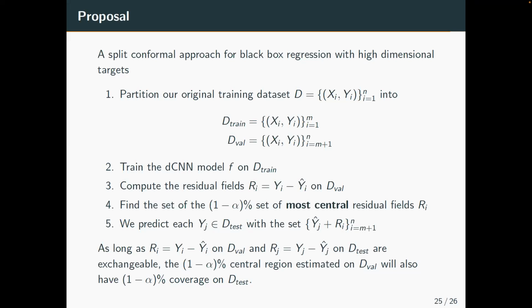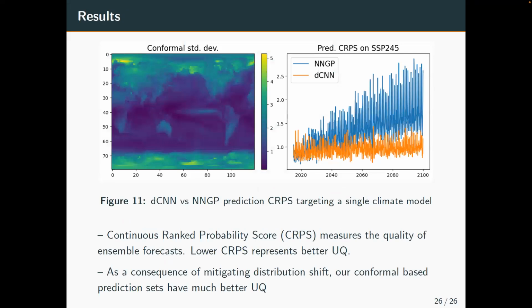And so what's nice is, as long as the residuals in the validation set and the test set are exchangeable, which hopefully, now that we've reduced this error rate to be fairly flat, they are fairly exchangeable, then this 1 minus alpha % central region estimated on the validation set will also have 1 minus alpha % coverage on the test set. And I don't have a plot here, but you can prove it fairly easily, and we've also looked empirically at whether the data meets this, and it actually does hold up quite well. But that was done after I made these.